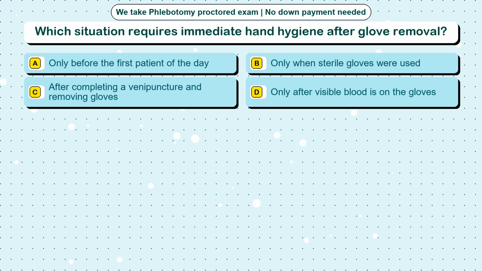Question 25. Which situation requires immediate hand hygiene after glove removal? Option A. Only before the first patient of the day. Option B. Only when sterile gloves were used. Option C. After completing a venipuncture and removing gloves. Option D. Only after visible blood is on the gloves.